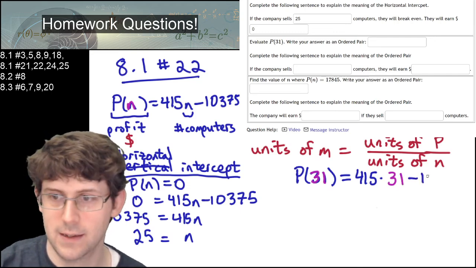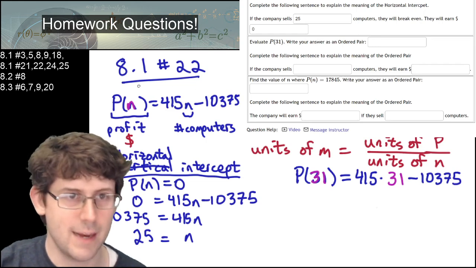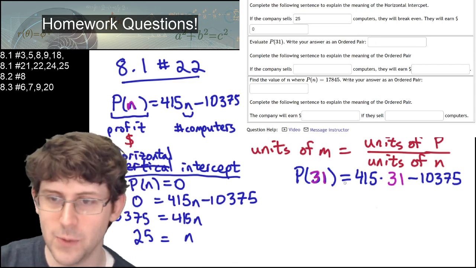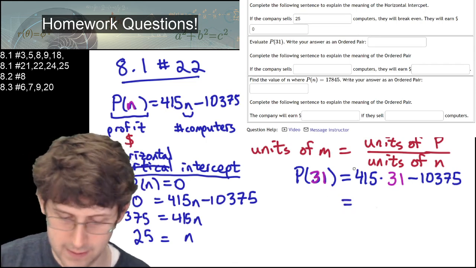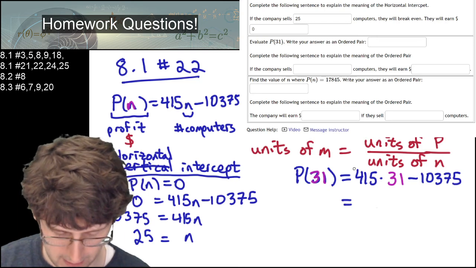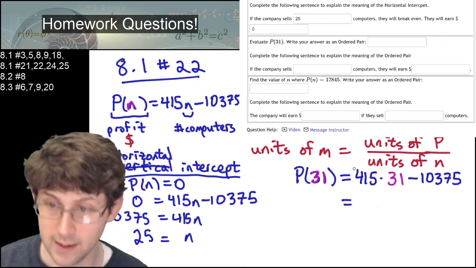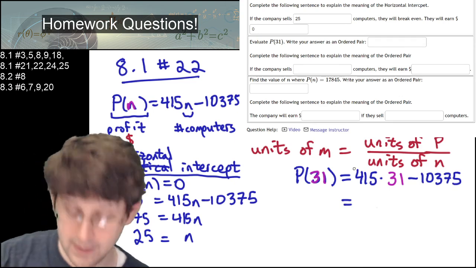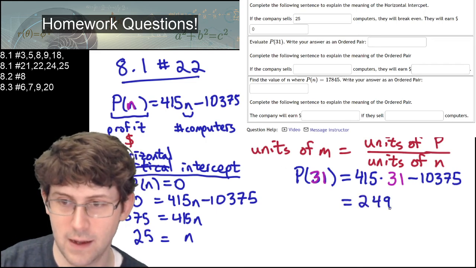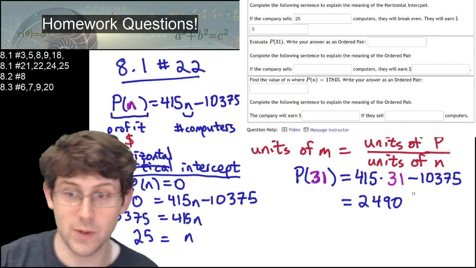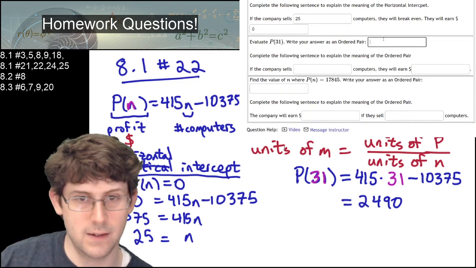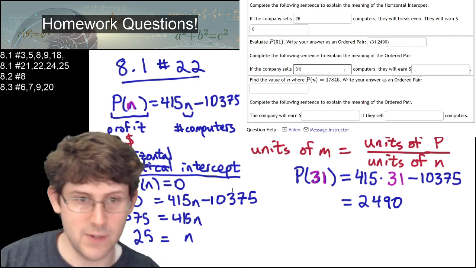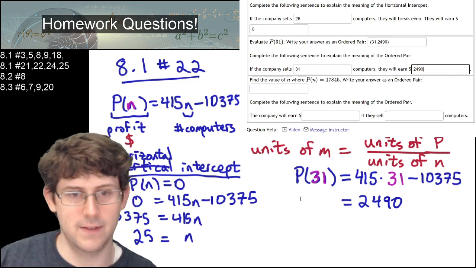Well, I'll plug it in. I just copy down the whole formula, but everywhere that there's an n on both sides of the equation, I plug in 31 for n, and I'll get some number. 415 times 31 minus 10,375. I get 2490. When they sell 31 computers, they'll make $2,490. Ordered pair, 31, 2490. If the company sells 31 computers, they earn $2,490.